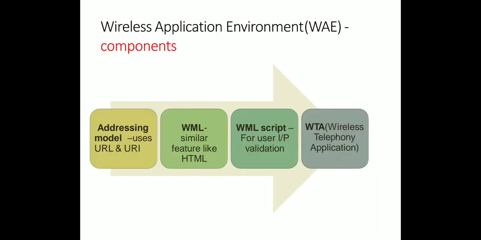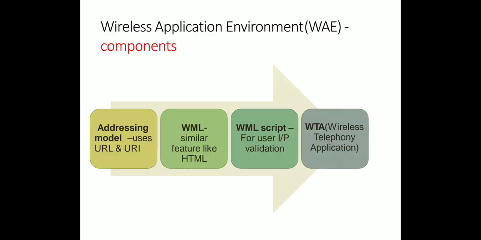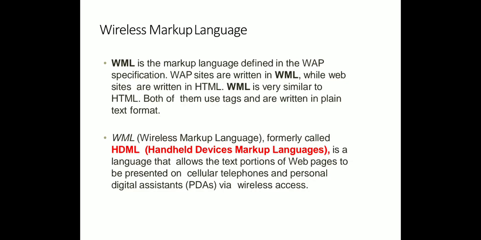So these are mainly your wireless application protocol architecture components. Then the wireless application environment, that is WAE, consists of the addressing model, WML script and WTA. Before moving to it, we will see what the WAP gateway actually is.